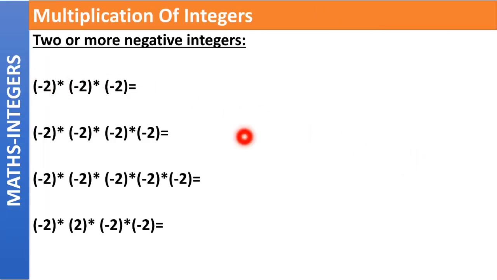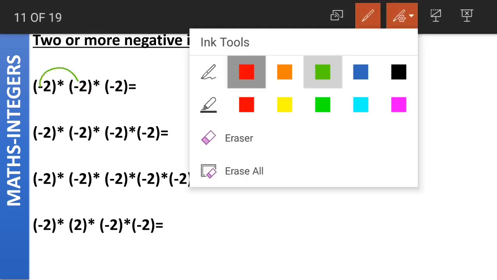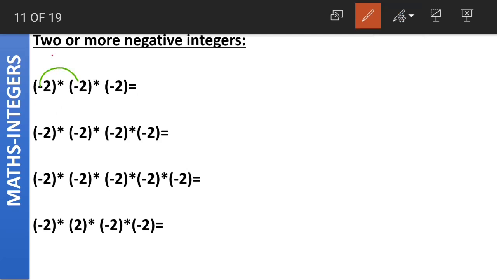How do we multiply two or more negative integers? What do we do when we have to multiply two or more negative integers? Now look at this first example. We have minus 2 into minus 2 into minus 2. Now what is minus into minus? Minus into minus means both the numbers have the same sign, so the answer will be positive.